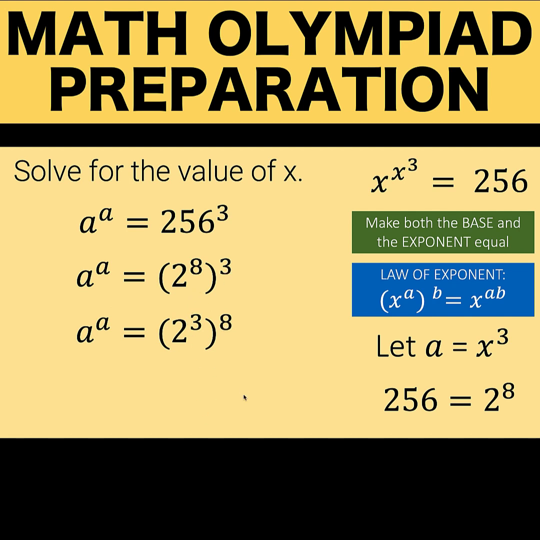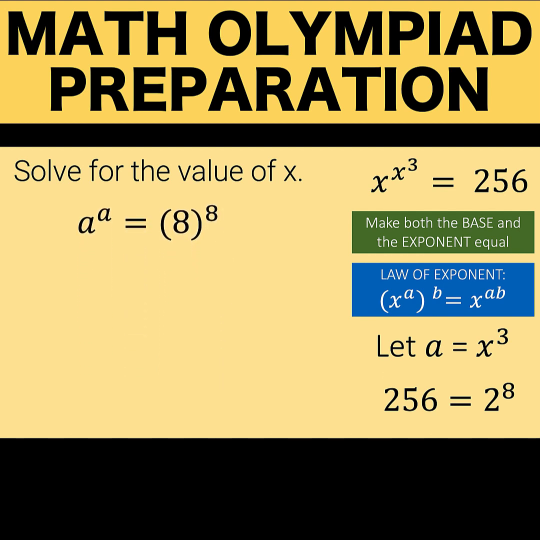Why did we do that? Notice now that 2 raised to the third is equal to 8, and the exponent outside here is 8. In other words, we now have the base 2 to the third equal to the exponent 8, because 2 to the third is equal to 8. And so, we now say that a raised to a is equal to 8 raised to 8, which means that the value of a is equal to 8. But remember that we let a be equal to x cubed.